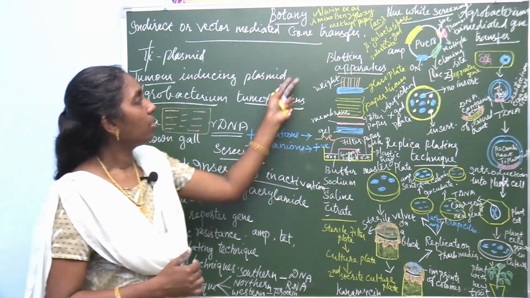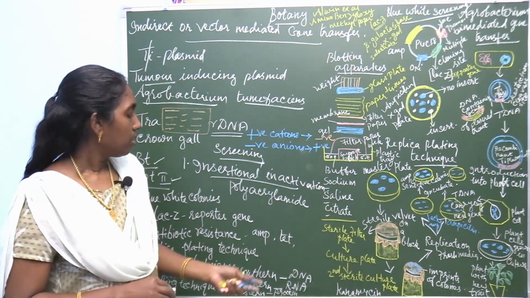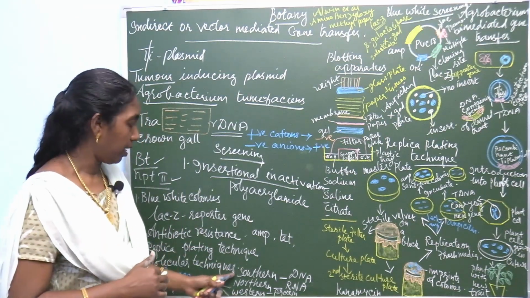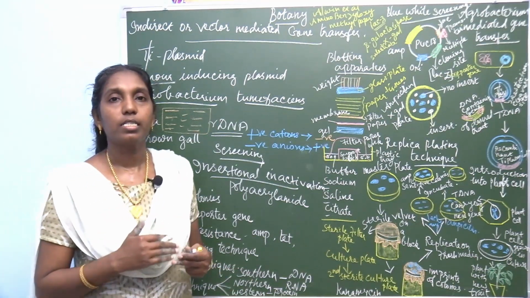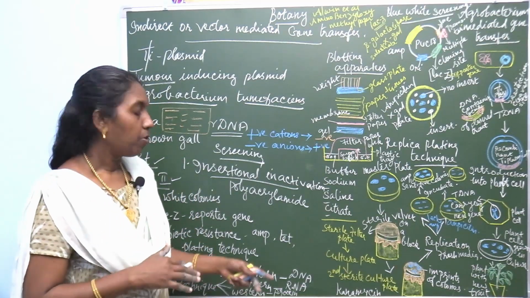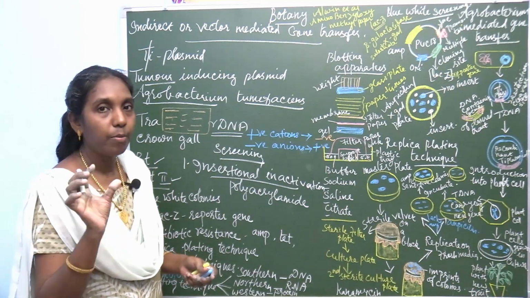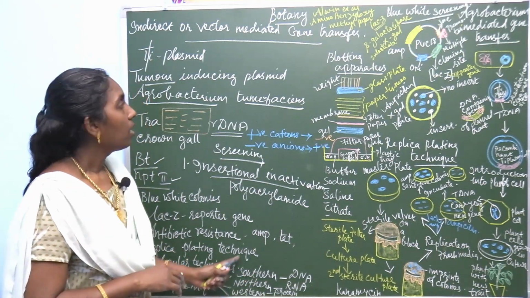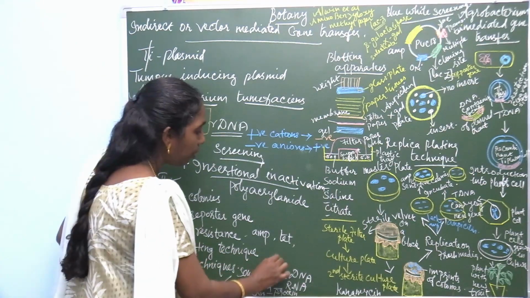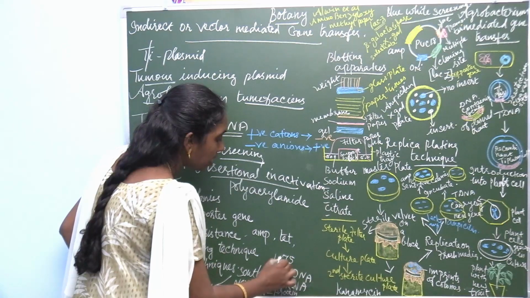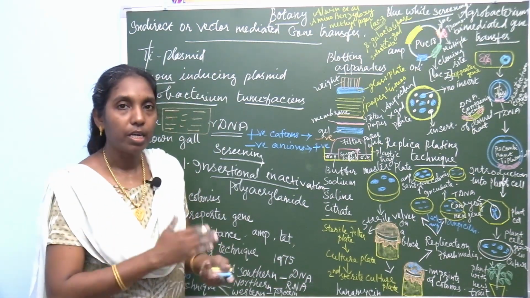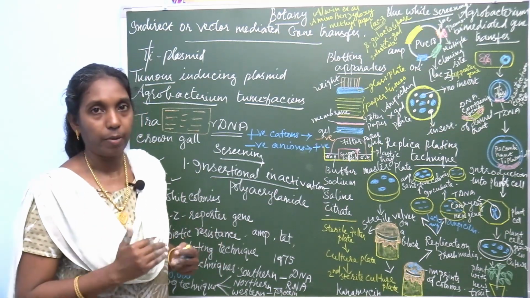Now, what is the procedure of this blotting apparatus? First of all, the DNA blotting, the southern blotting technique. Southern blotting is the technique postulated by Southern, the name of the person. In the year 1975, Southern demonstrated the DNA transfer from agarose gel to nitrocellulose filter paper.